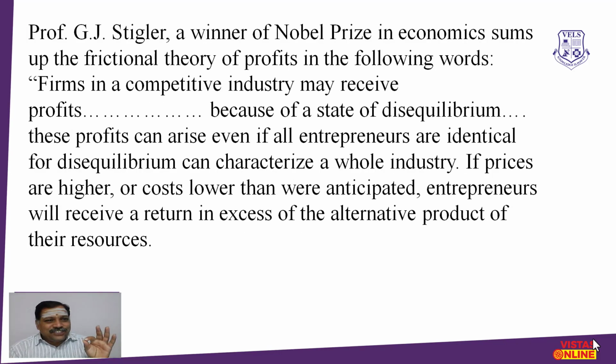Professor G.J. Stigler, a winner of the Nobel Prize in Economics, summed up the frictional theory of profit in the following words. He made a very clear statement. The firm in a competitive industry may receive profit because of a state of disequilibrium. These profits can arise even if all entrepreneurs are identical, for disequilibrium can characterize a whole industry. If the prices are higher or the costs are lower than anticipated, the entrepreneur will receive a return in excess of the alternative product of the resources. So he made a clear statement.